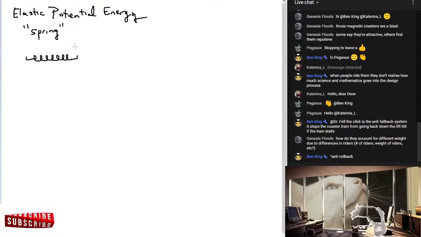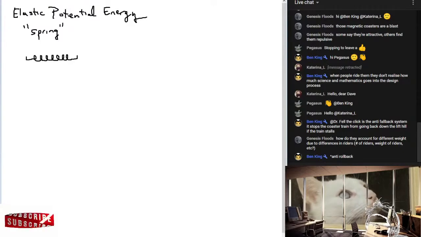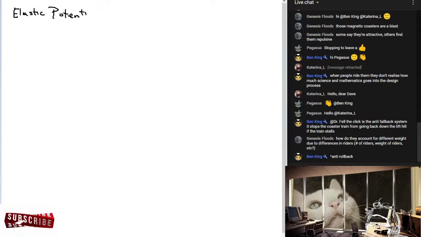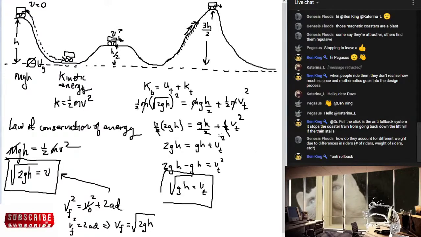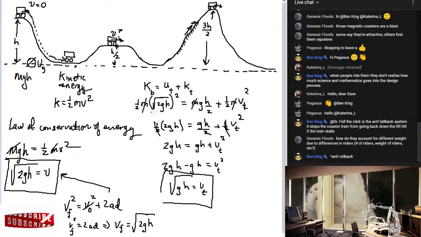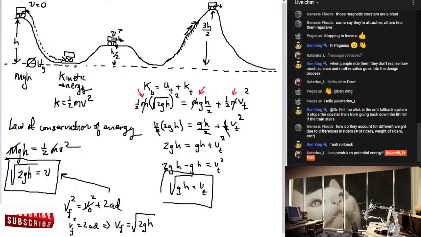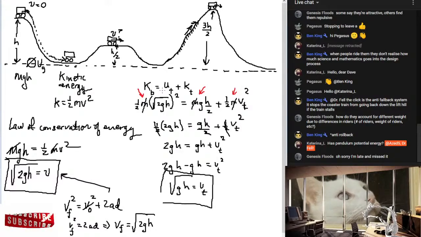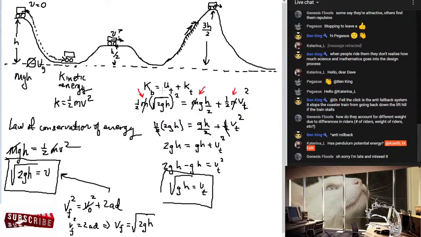and how do they account for different weight due to differences in riders? Let's see, let me go back. Hopefully it's still there. Yes. What do you notice about mass in all of these terms? Like here. Mass, mass, mass. Doesn't matter. It does with friction and stuff. And they account for that. But in the pure sense, if there's no loss due to friction, mass is irrelevant.